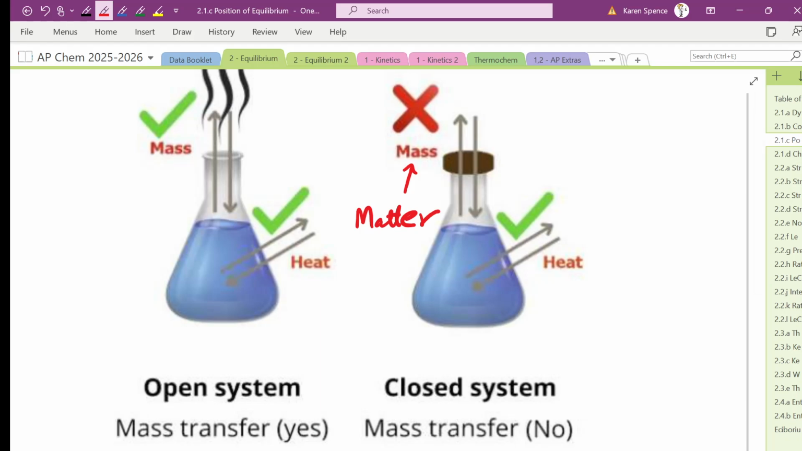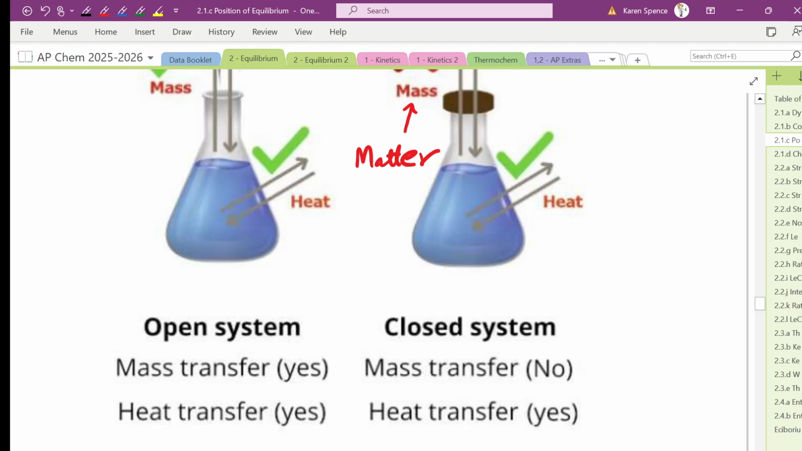In an open system, you can have mass transfer in and out, but heat transfer, no. A closed system does not mean you have to have a stopper on it. If you have a gas, yes, it means you have to have a stopper on it. But what if you had a double replacement reaction? You've got aqueous and aqueous gives you aqueous and solid. Is anything escaping that system, that aqueous area? No. So that is also a closed system, even though you don't have to put a lid on it.